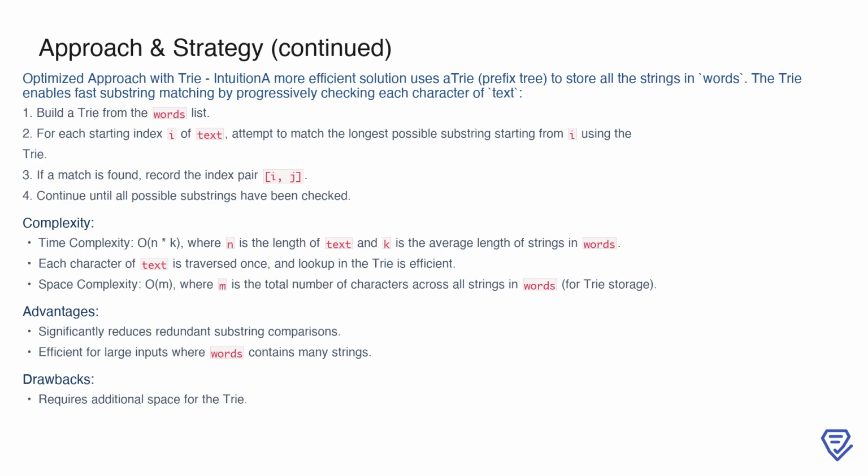This approach significantly reduces redundant comparisons because it avoids rechecking overlapping substrings. The time complexity is linear with respect to the length of text, multiplied by the average length of strings in words, making it far more efficient than the brute force method. However, it does require additional space to store the tree, which is proportional to the total number of characters in words. Despite this trade-off, the tree-based method is well suited for larger inputs, where efficiency is critical.